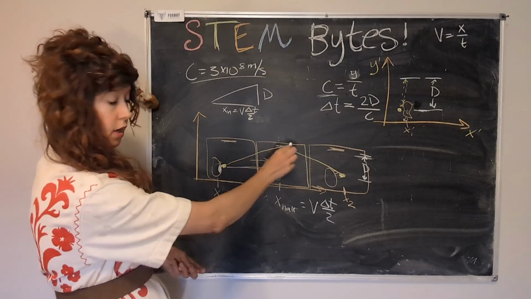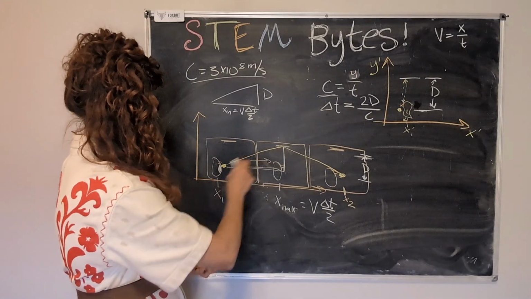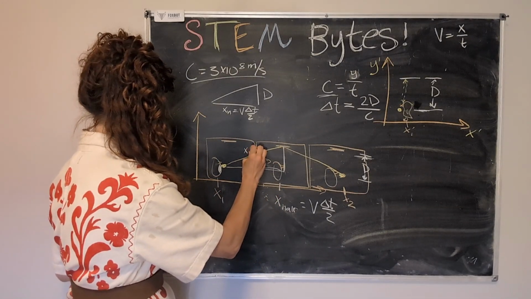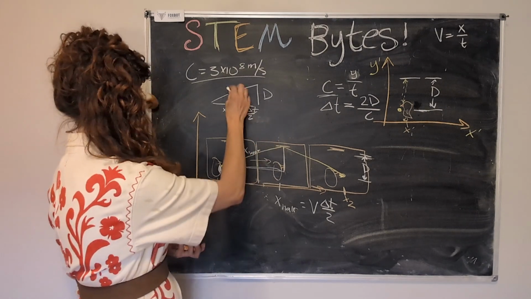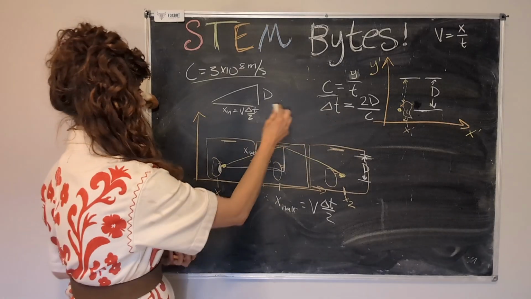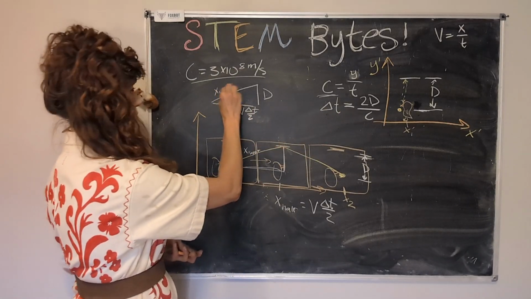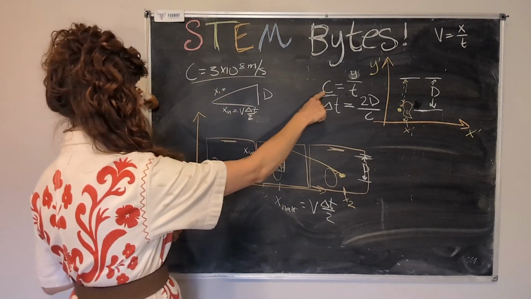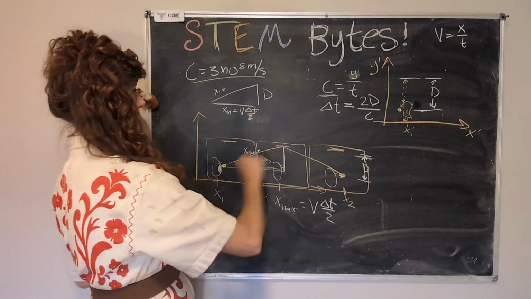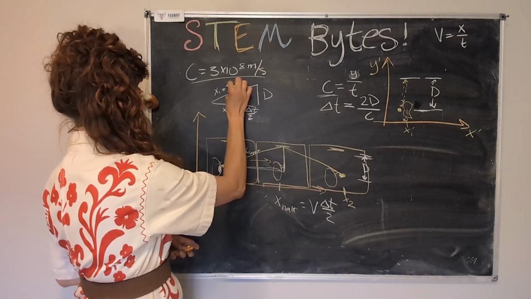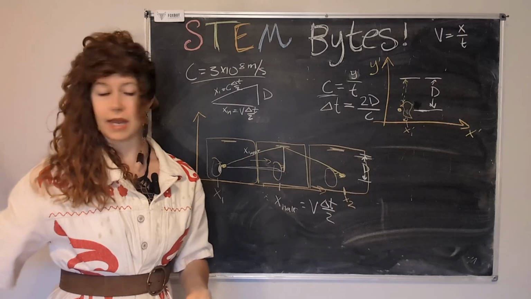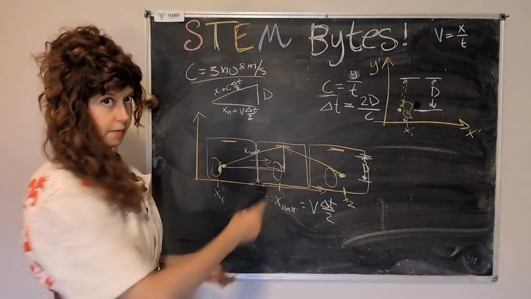And then the hypotenuse of this triangle is going to be the distance that the light traveled. So we'll say x light equals, we do the same thing with the equation, but this time we have c instead of v. And we are solving for this distance. So we multiply t times c, and it's going to be c delta t over 2. Oh no, my chalk broke. Again, because it's half of the time interval.